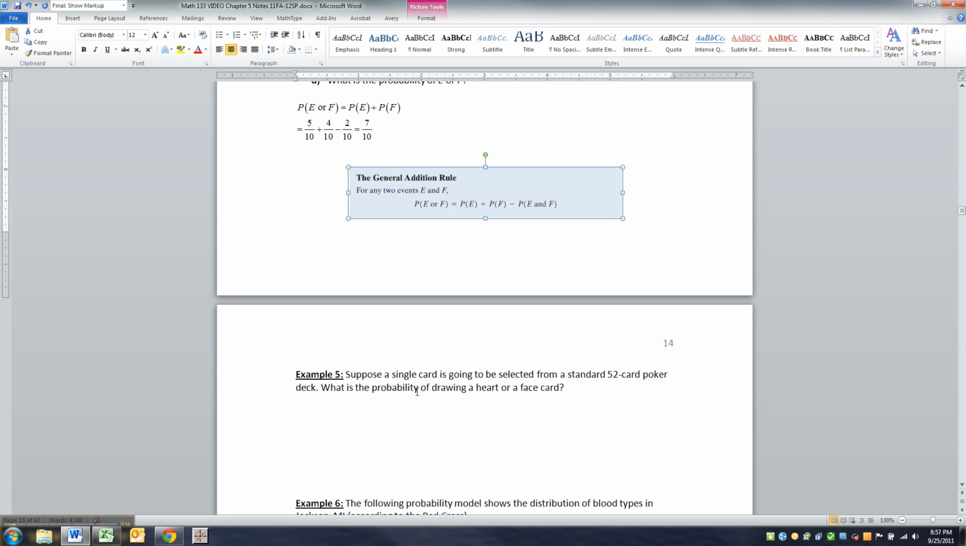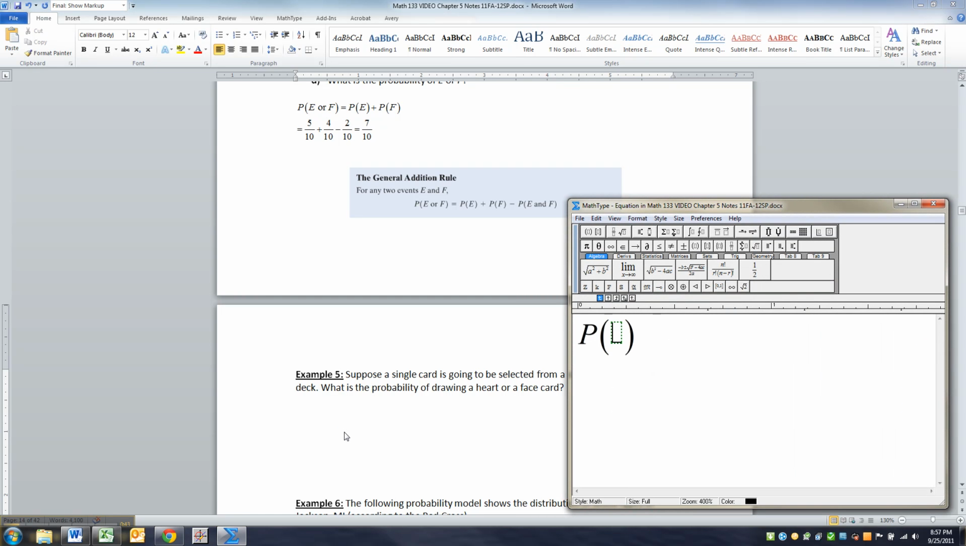All right, now suppose a single card is going to be drawn from a standard 52 card poker deck. What is the probability of drawing a heart or a face? Okay, so let's write it out. Probability of heart or face would be equal to the probability of heart, plus the probability of face. But you have to subtract the overlap if there is any. Heart and face, which there is. Let's talk about it.